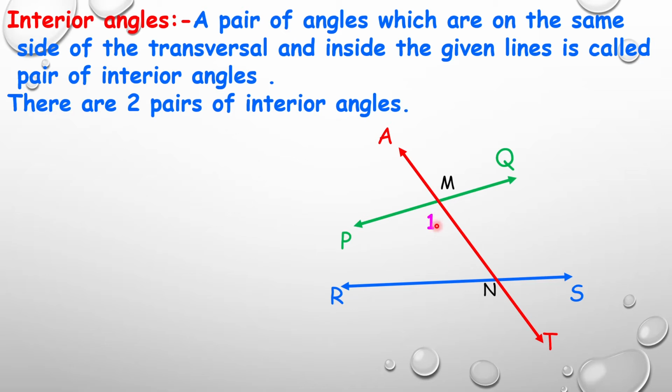There are two pairs of interior angles. In figure, angle 1 and angle 2 is a pair of interior angle. These angles are on the same side of transversal and inside the given line.